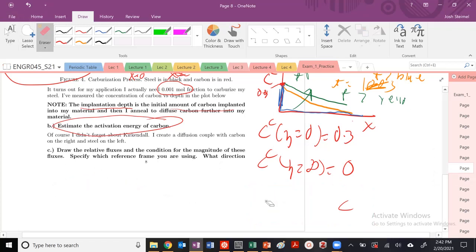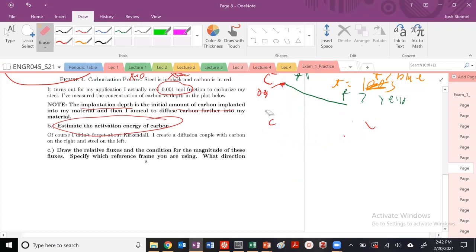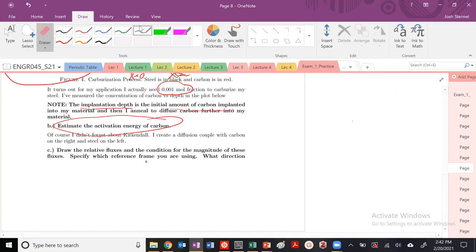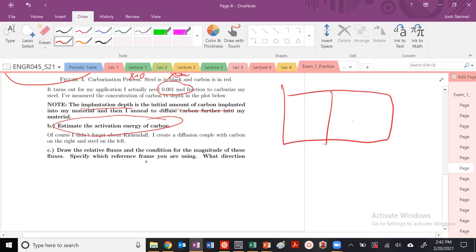This is the beauty, or actually not the beauty. On the board, it's a little bit nicer in person. I get to move around and erase, but now I'm just using my little pen. But I do like to record these videos from home. That's nice. Anyways, so I've got a diffusion couple, carbon on the right, steel on the left.